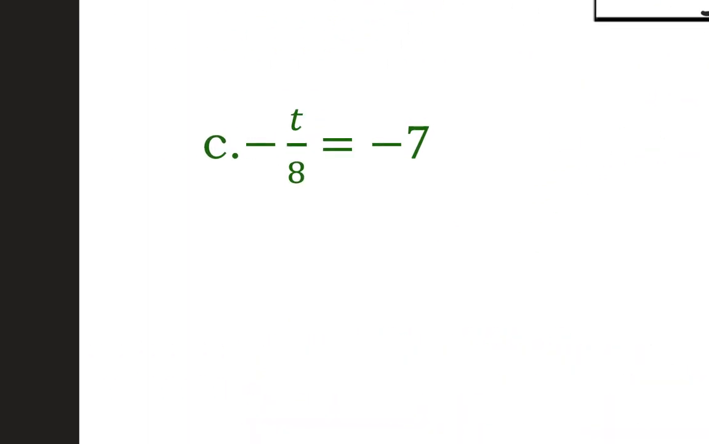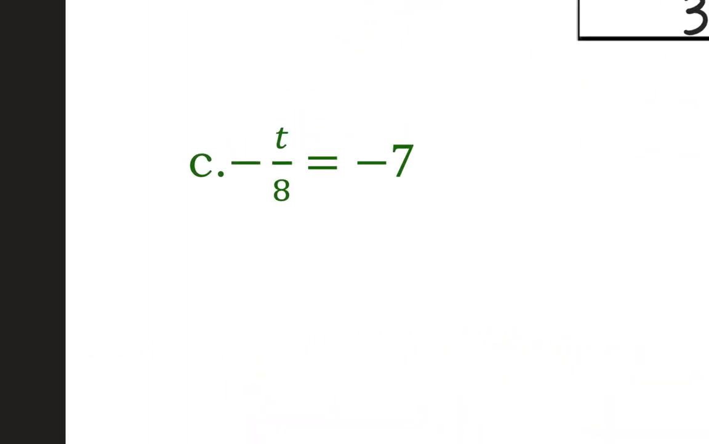Okay. And then this one usually gets kids. I'm going to show you how to do it. It'll be a lot easier if you do it this way. I'm just going to rewrite this. Now this negative is saying the whole fraction's negative, which means the negative can be on top, the negative can be on bottom. I always put it with the number. That way you get rid of it at the same time. So I'm going to rewrite it as t over negative 8 equals negative 7.